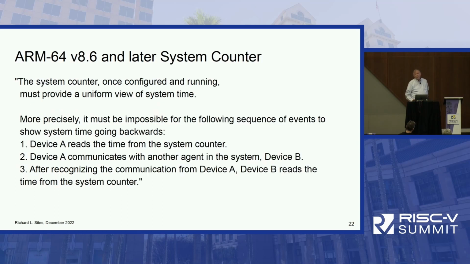And the ARM 8.6 architecture gets this right. They say, and I quote from the manual, that when the system counter is up and running, time must not go backwards when device A reads the time, communicates it to device B, which reads the time. If time goes backwards, then you can never correlate stuff well.